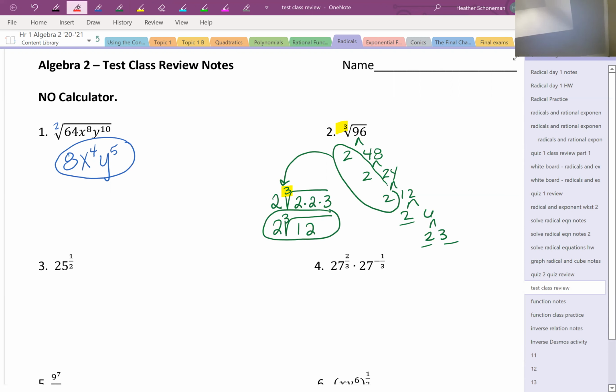Number 3, anything to the 1/2 power is the square root. So I get the square root of 25, which is 5.